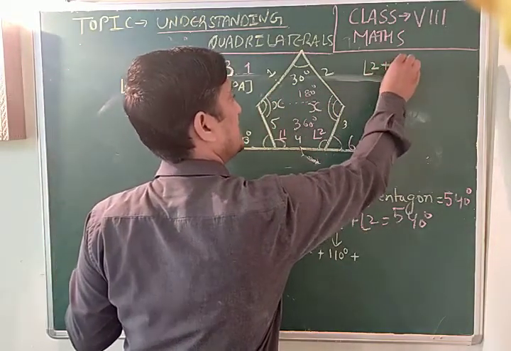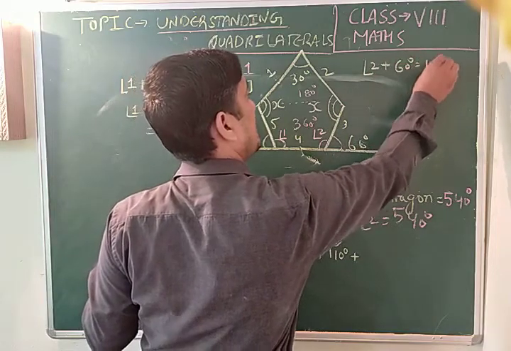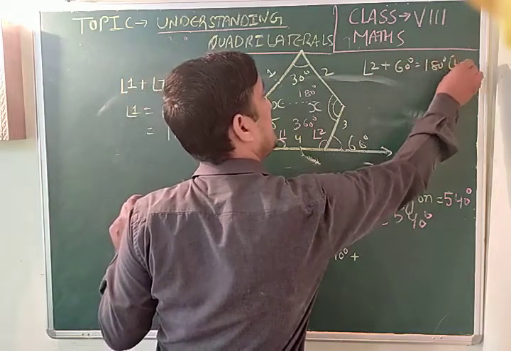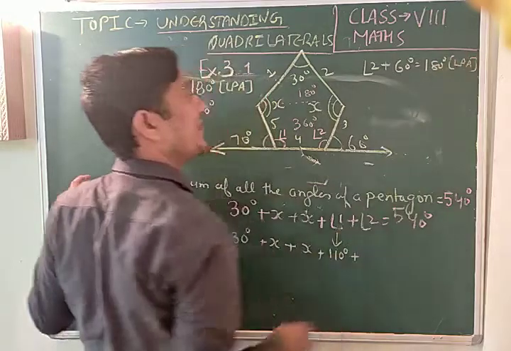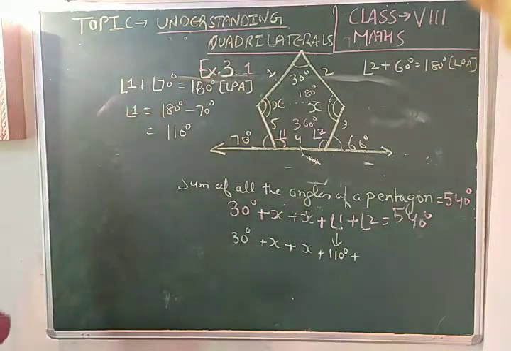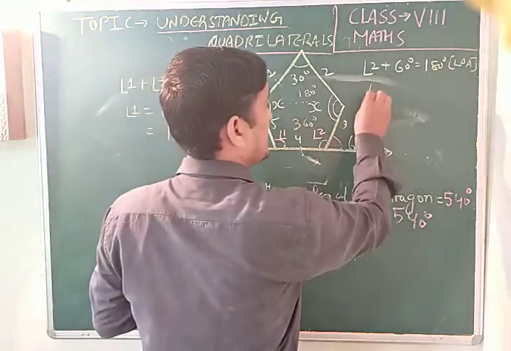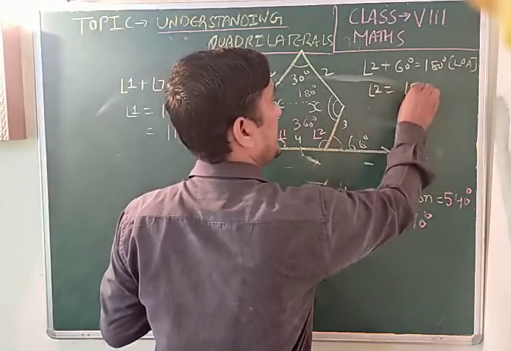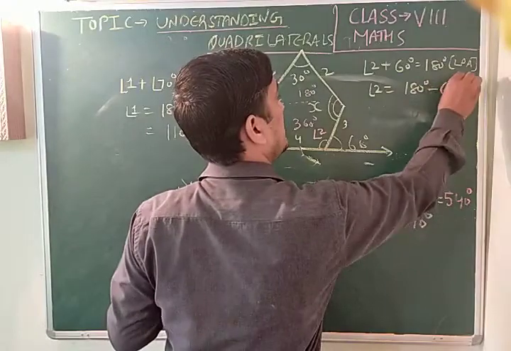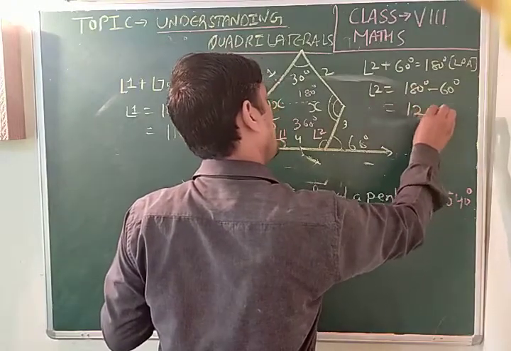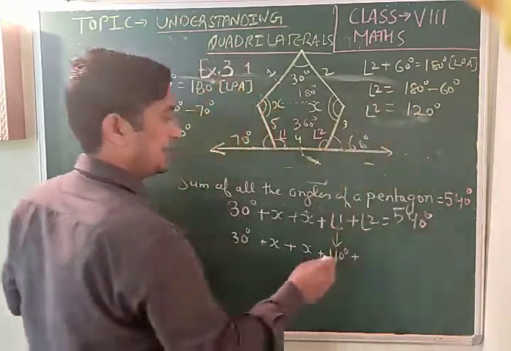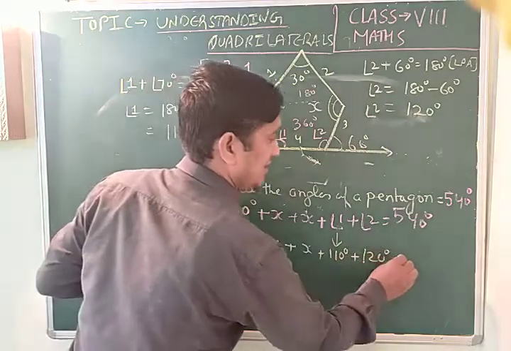Angle 2 plus 60 degree is equal to 180 degree. Same reason, linear pair axiom, or you can say the angle formed on a straight line is always 180 degree. So angle 2 is equal to 180 degree minus 60 degree. It becomes 120 degree. Angle 2 is 120 degree.